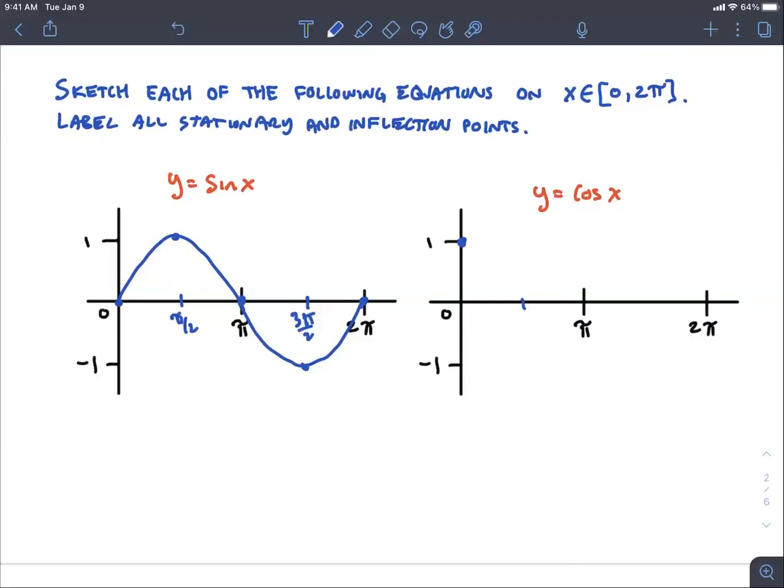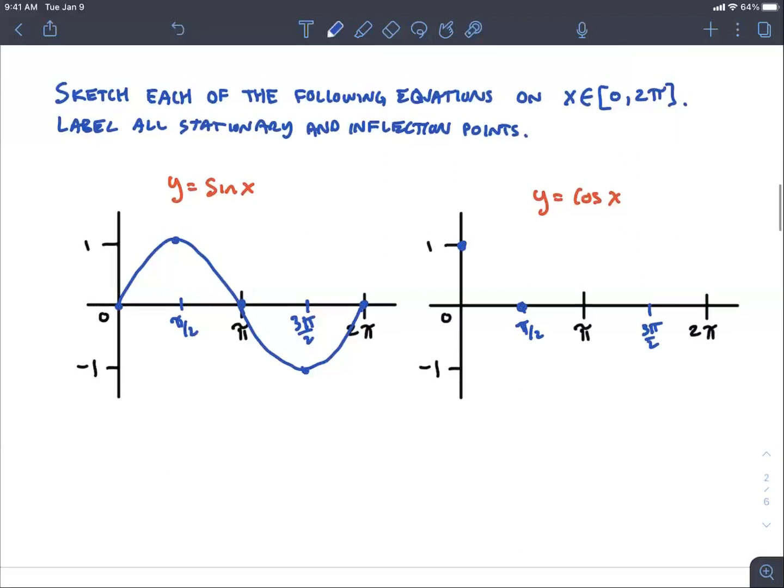And then the cosine of 0 is 1. I'm going to add pi over 2 and 3 pi over 2. The cosine of pi over 2 would be 0. The cosine of pi would be -1. Cosine of 3 pi over 2 would be 0. And the cosine of 2 pi would be 1. So it's the one that looks like this. Forgive my sketching abilities or lack thereof.